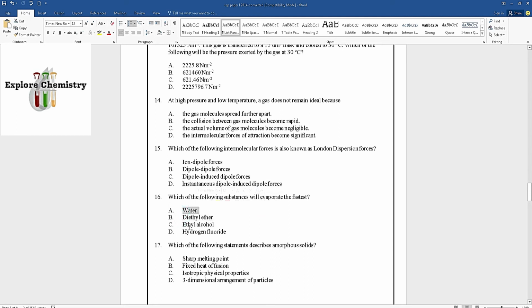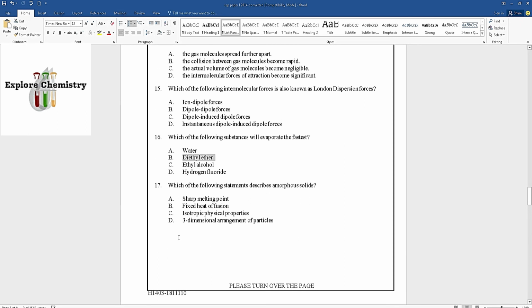Water is a polar molecule, hydrogen fluoride is also polar. In ethyl alcohol, OH is present which can make hydrogen bonds. In diethyl ether, the OH bond is not present, so it contains the weakest intermolecular forces of attraction, so it will evaporate faster.